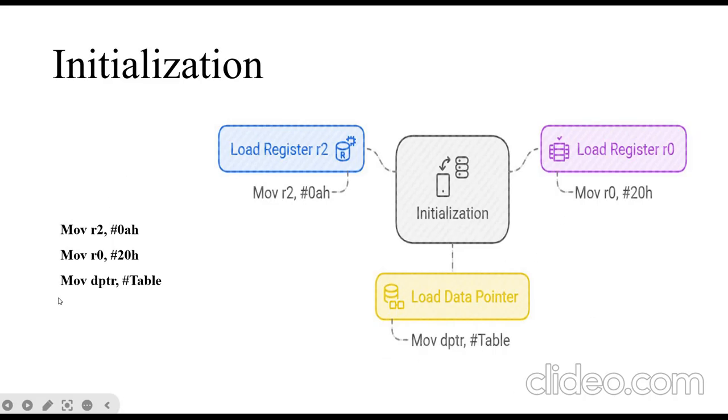The next instruction is MOV DPTR, #table. This will load the data pointer register DPTR with the address of the data table. The data is located at 2000H. So what we are doing here is loading R2 with 0AH, loading R0 with #20H, and loading the data pointer with the address of the data table located at 2000H. This is the initialization process.